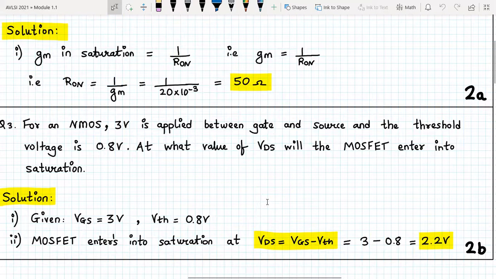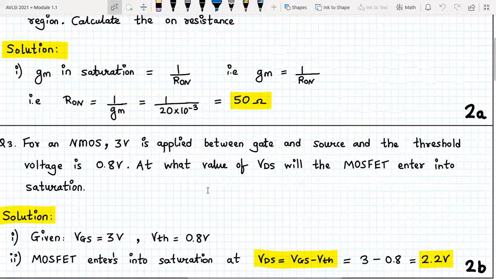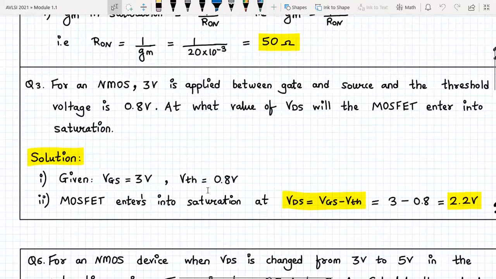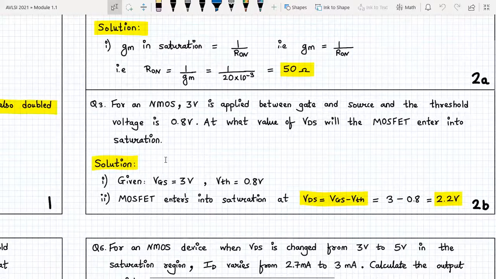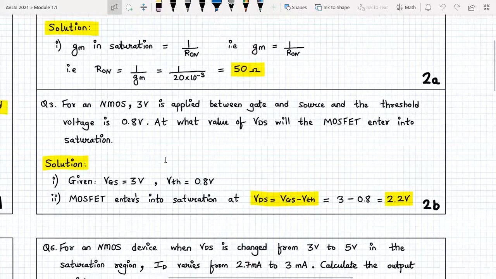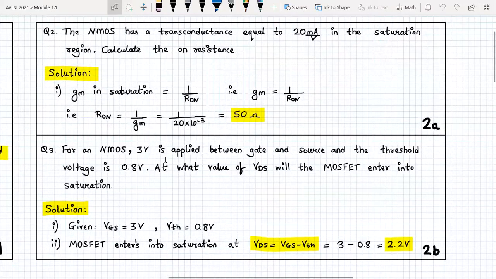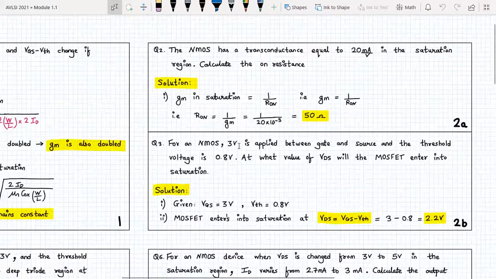Fine. So this kind of simple numericals can be asked in the exam in the form of multiple choice or short answer questions. Now, let's move on to question number 4. Any doubts so far in question number 2 and 3? I'll keep it steady for 5 seconds. Okay, let's move on to the next part now.